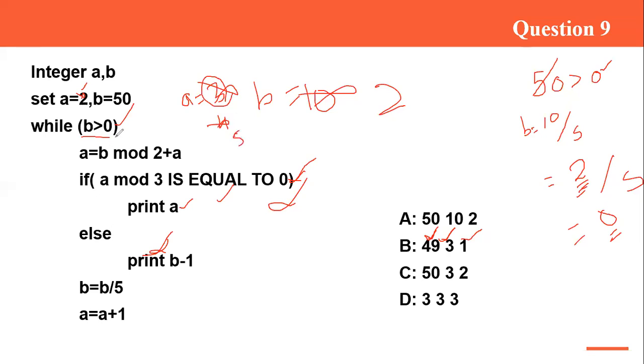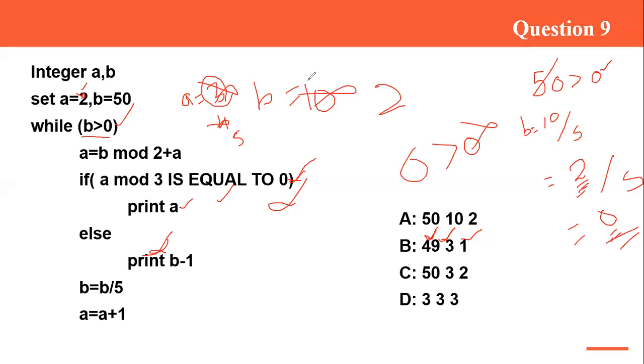Now again goes back to the while loop, b greater than 0. What is b value right now? 0. 0 greater than 0, is it true? False. Stops. I hope everyone understood. 4931 is the output. For this question, for understanding, I have said completely.